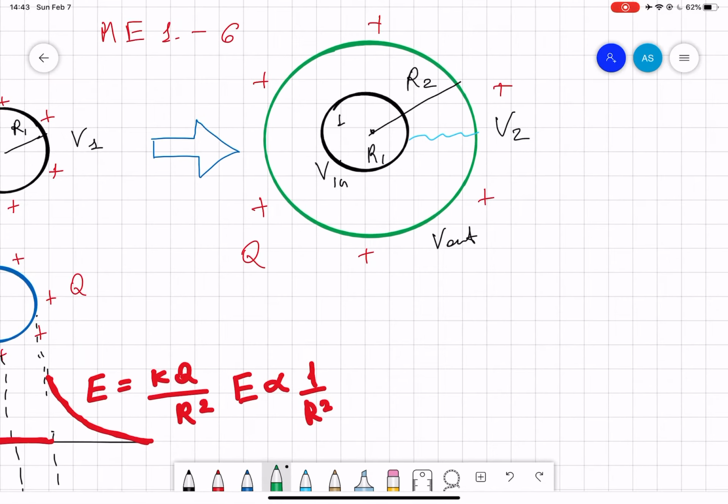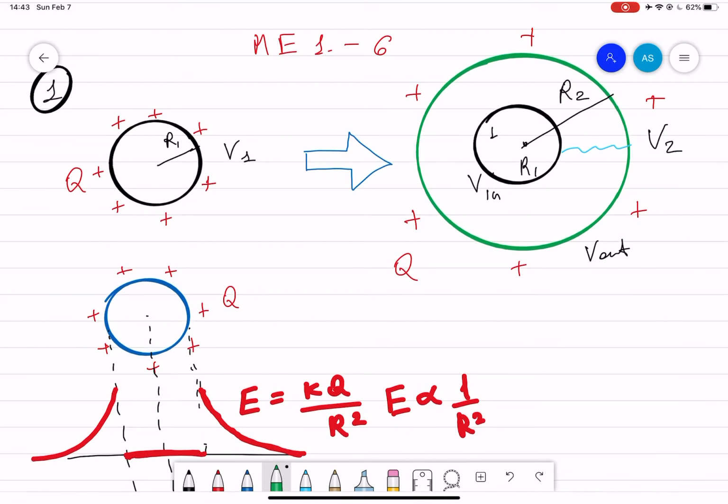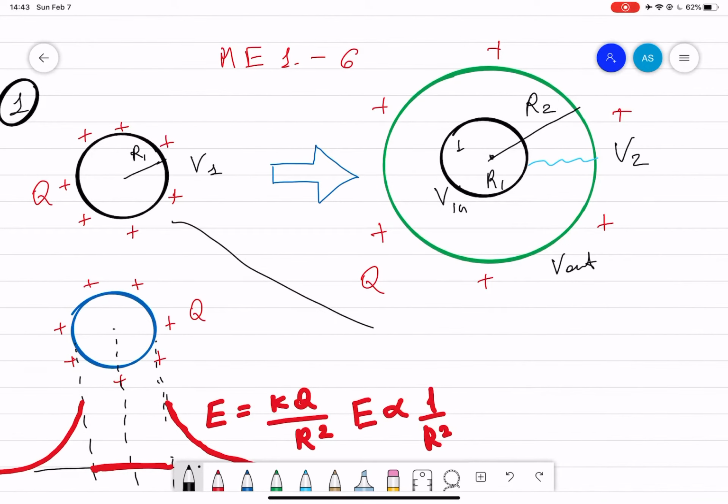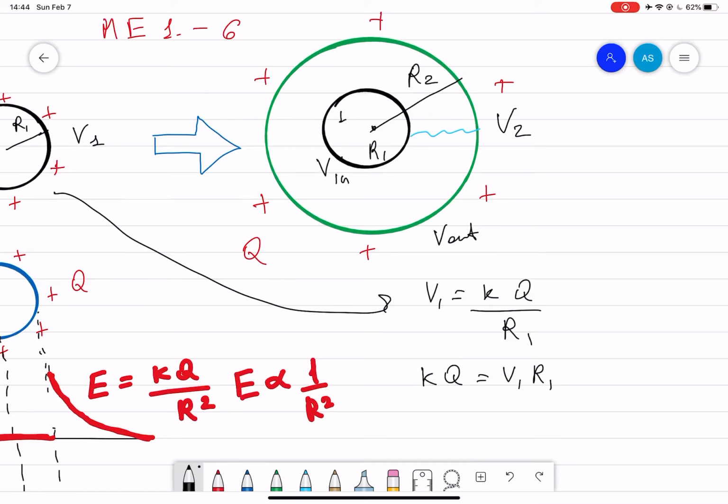Now first of all, we have to find, in the first case, that V1 is equal to kq divided by R1, correct? The charge doesn't change, so kq is equal to V1 times R1. Now when you connect it to this outer sphere with a radius of R2, what happens? All the charges will leave the smaller sphere and reside on the outer sphere.